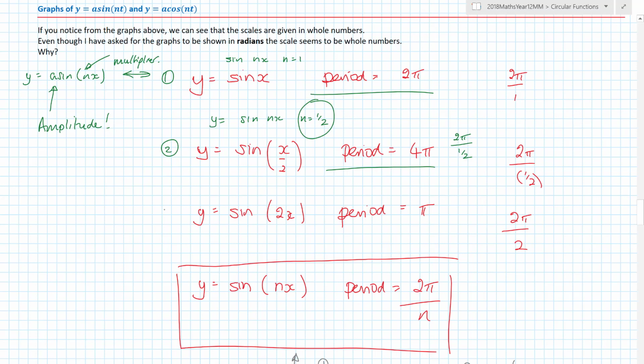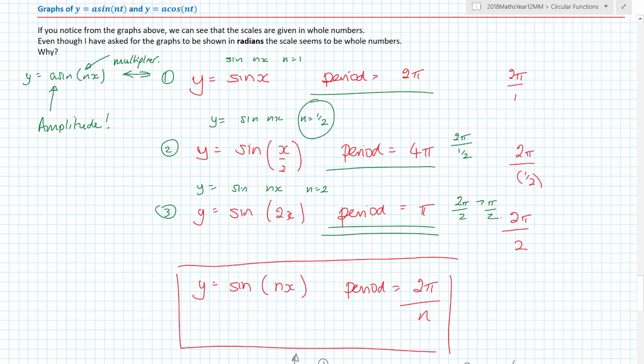All right, so here's example number 3. Again, we'll compare it to y is equal to sine nx. In this situation, n is 2. Now, we know that when we draw this, our period is equal to pi, so it's halved. It's gone from 2 pi to pi, which means I would have to halve it. And there, ladies and gentlemen, is the hint.